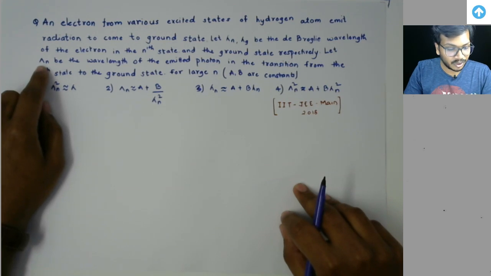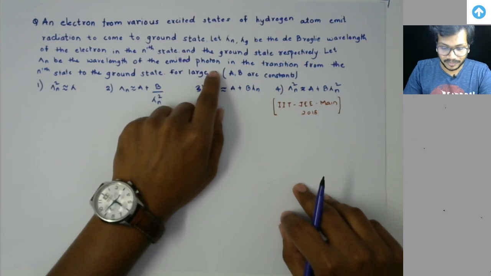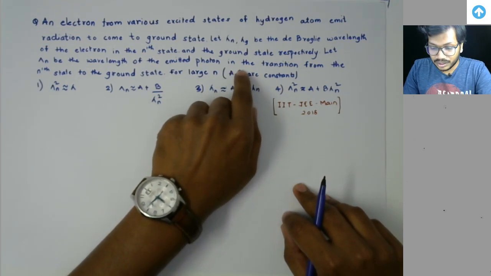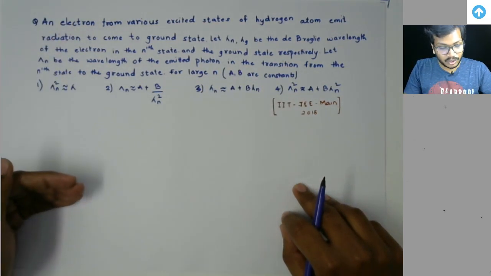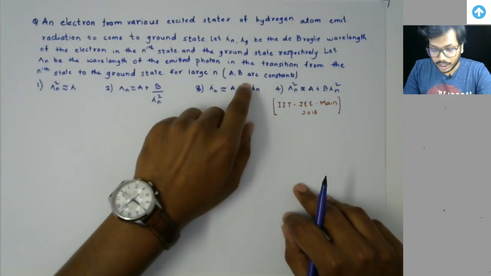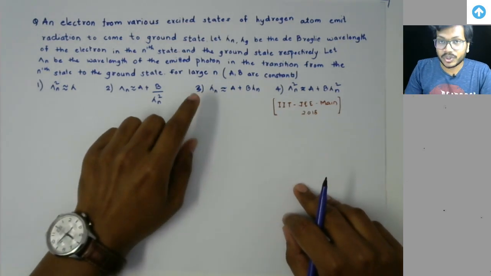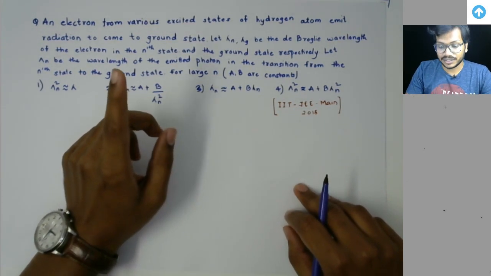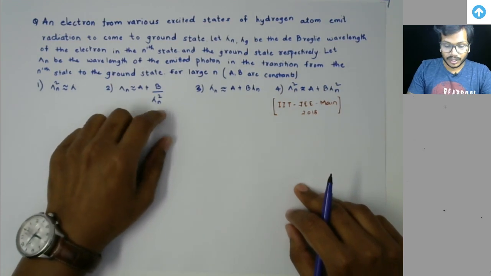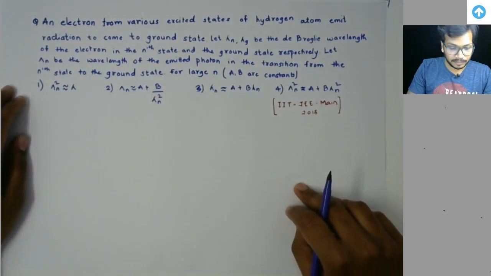I'm just going to call it an. An be the wavelength of the emitted photon in the transition from the n state to the ground state, and for a large value of n and a and b being constants, we have to find which of these relations holds true. This question had come in the IIT Mains exam in the year 2018. So I picked this because it would cover everything that we've learned today.